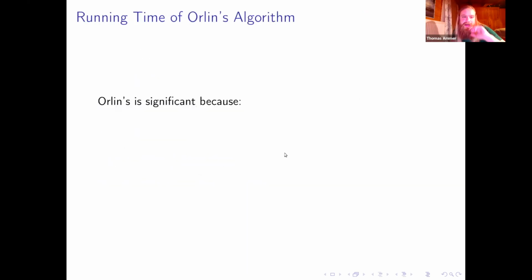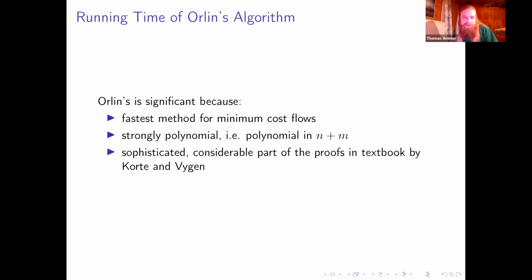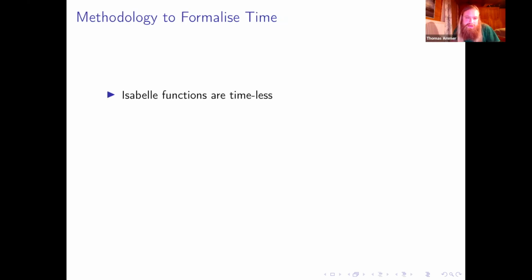Okay, so Orlin's algorithm is pretty significant because it's the fastest method to solve the minimum cost flow problem still today. It's even strongly polynomial, so that means it's polynomial in the number of vertices and the number of edges of the graph. And the proofs are pretty sophisticated. For example, a considerable part of the proofs in the textbook by Korte and Vygen are busy with discussing the running time argument. And so we decided to formalize this running time argument as well. And so how can that be done?